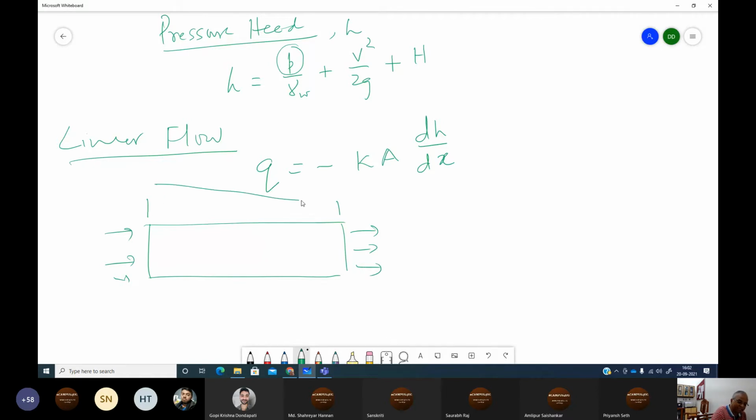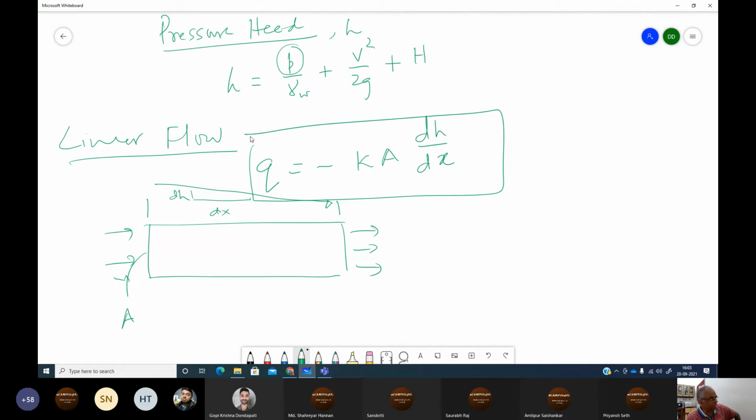So there is a gradient, this dH/dx. So there will be a gradient. If this is dH and dx, this is the gradient we are getting. And the area of cross section is given as A. Then the quantity we will write like this.